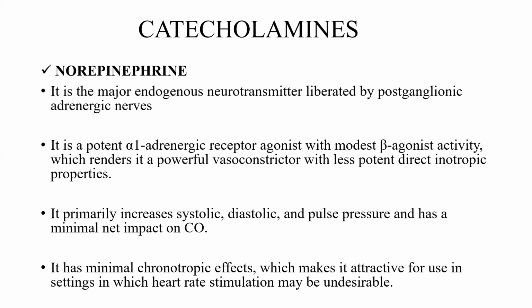It's a major endogenous neurotransmitter. It's a very potent alpha 1 vasoconstrictor. It has a modest beta agonist activity. So that's the reverse of epinephrine. Epinephrine tends to have a strong beta agonist activity and a modest alpha 1 agonist activity, and norepinephrine is the reverse. But you also have to bear in mind that in very high doses, epinephrine is a very potent vasoconstrictor on its own.